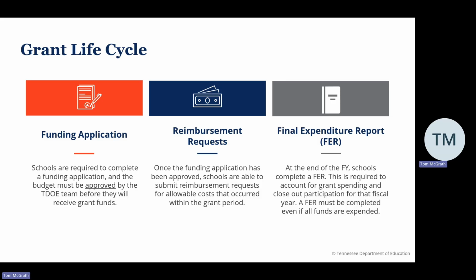And 3, the final expenditure report, or FER. At the end of the fiscal year, schools complete a FER. This is required to account for grant spending and close out participation for that fiscal year. A FER must be completed even if all funds are expended. In this webinar, we are focusing on reimbursements, but please see your grants recipient guide and other resources on the Charter Grants website for assistance with funding applications and FERs.